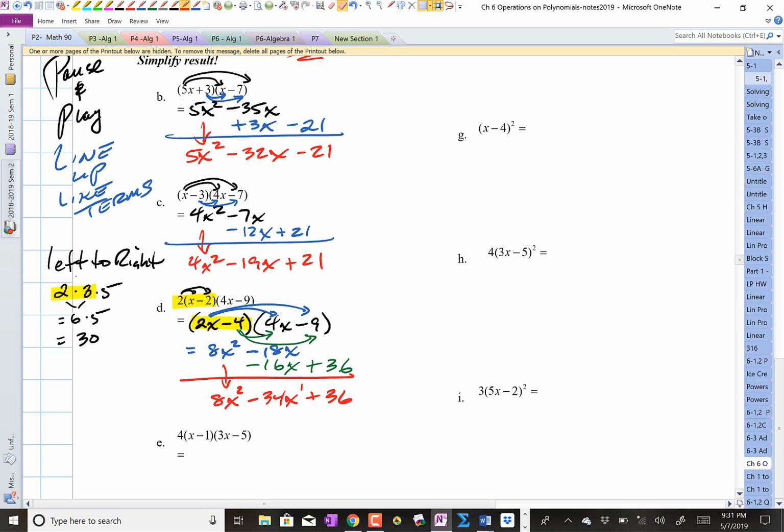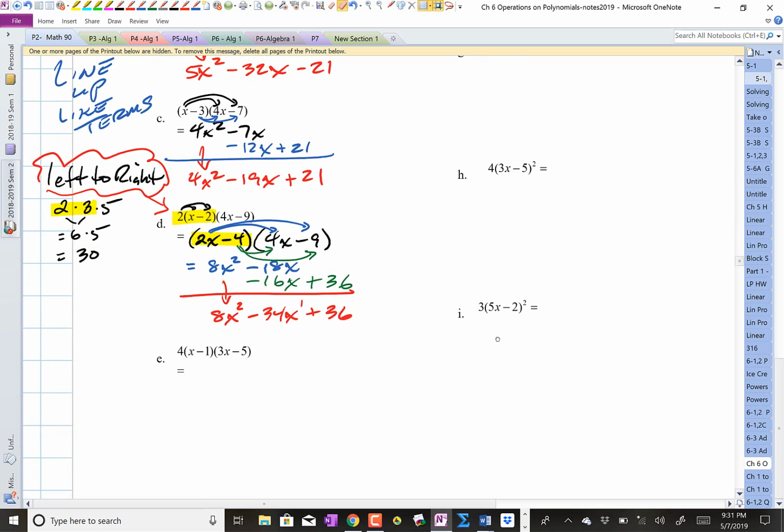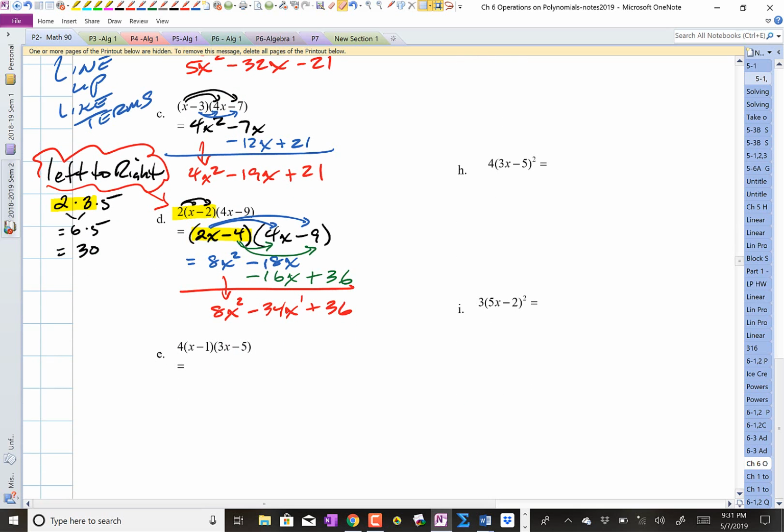Okay, so the key here on this one is multiplying left to right. If you don't do that, you may not end up with the right answer. There are other ways to do it, but that is the easiest one to get used to. So try here again. Pause the video and give it a shot on this next one.